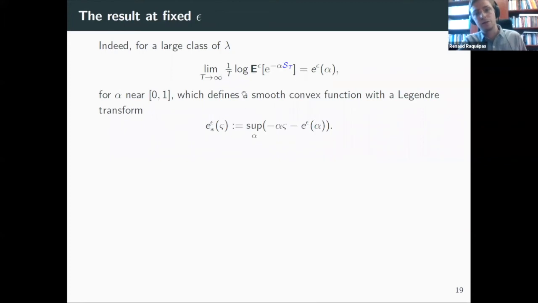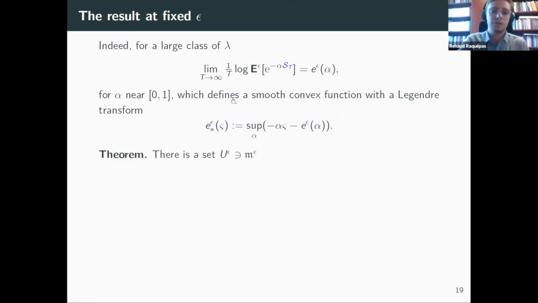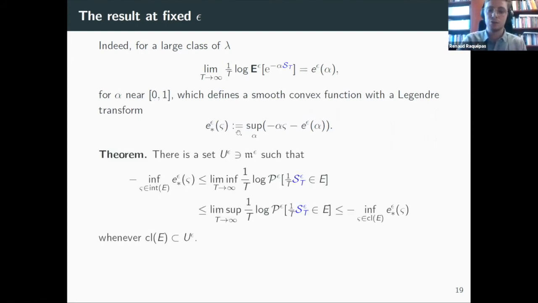that the limit of the moment generating function, once you take the log and divide by d, exists. It defines a smooth function, at least for some alphas near 0 and 1, around the interval 0, 1. And now the Gärtner-Ellis theorem tells you that if you take the Legendre transform of that eigenvalue, then you get the large deviation principle with that Legendre transform as a rate function.